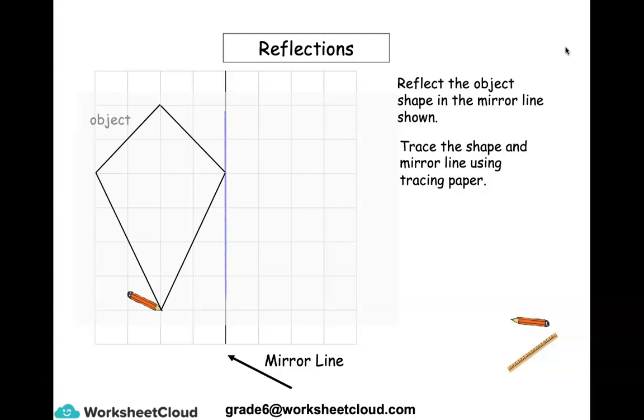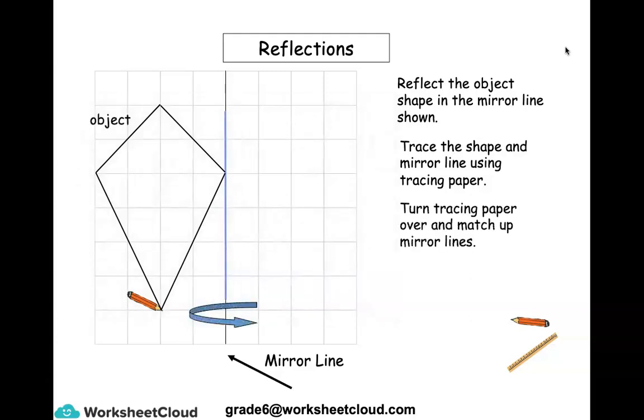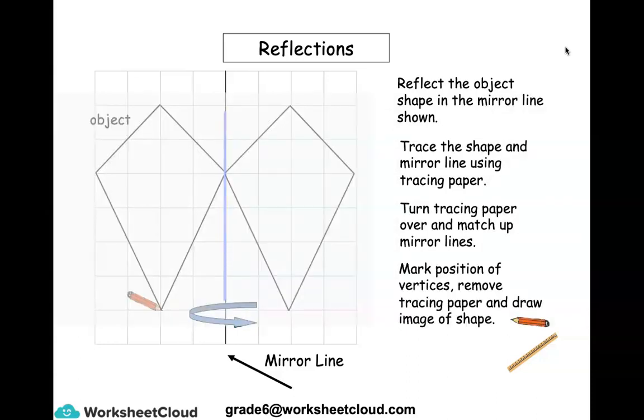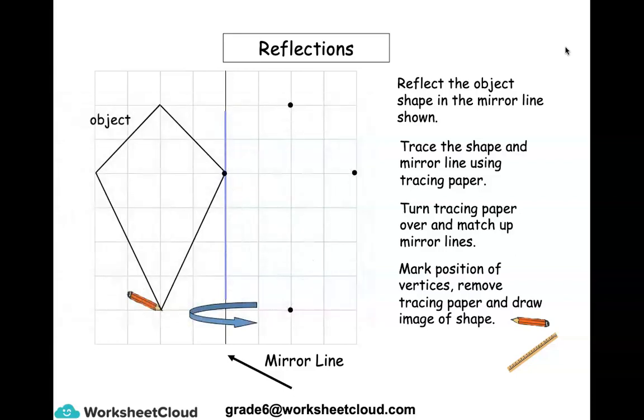Okay, and then you draw your mirror line, and you have to turn your tracing paper over so that the mirror lines match, and you can mark off the vertices of your image, take the tracing paper away, and join the dots, and your image is an exact reflection of your object. Okay, so these are obviously really basic shapes, but it's just to give you the idea.